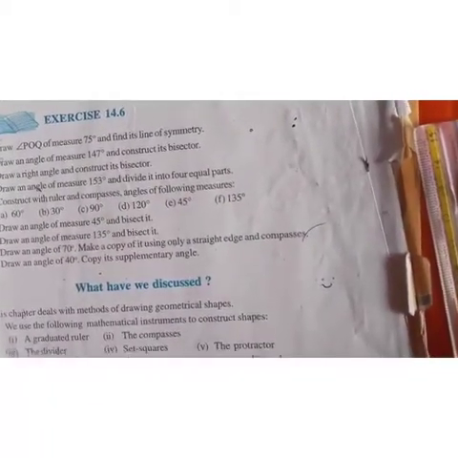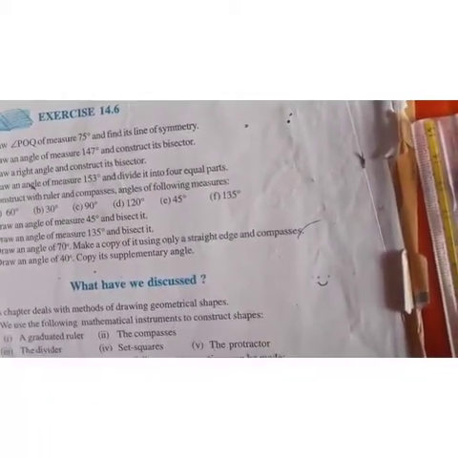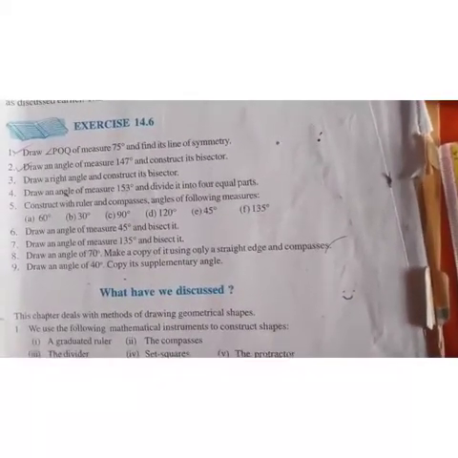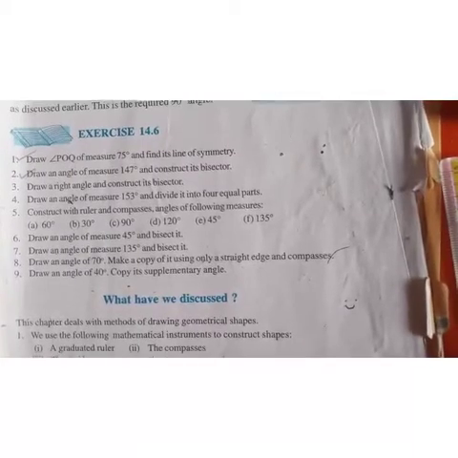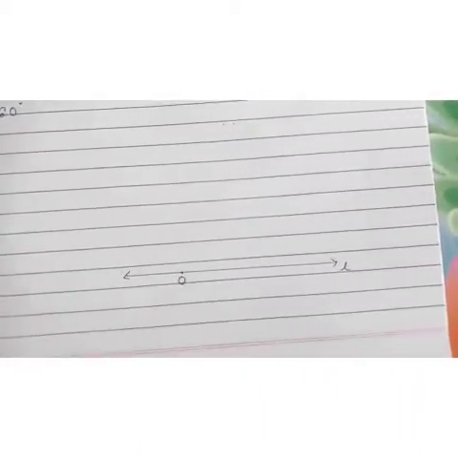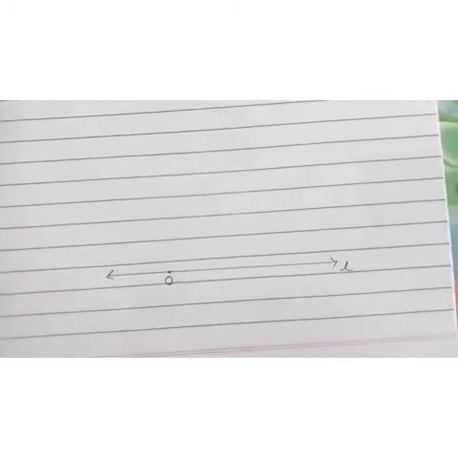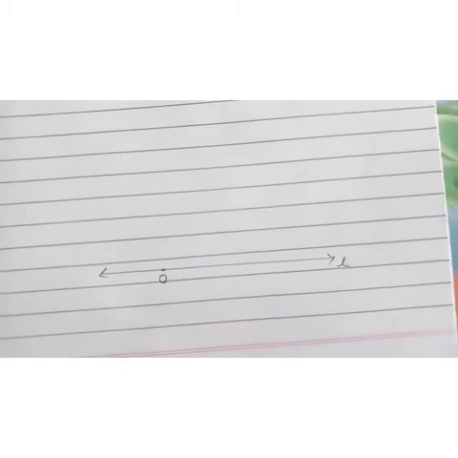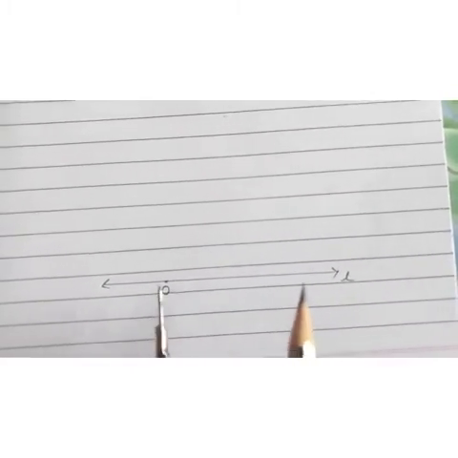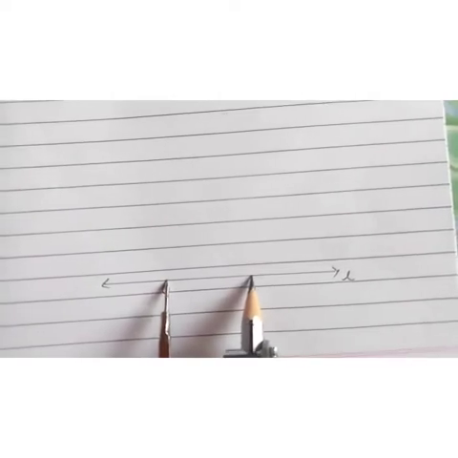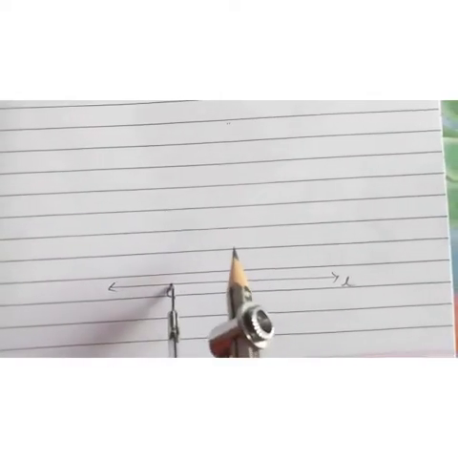Construct with ruler and compasses the angle of the following measures. In that, first one is 60 degrees. I have already shown you, but still I will show you again. So 60 degrees. How will you draw? Draw a line, mark it as L, take any point O on it, and with O as center and any convenient radius. So I will take this much as my radius. Okay. Now draw an arc.